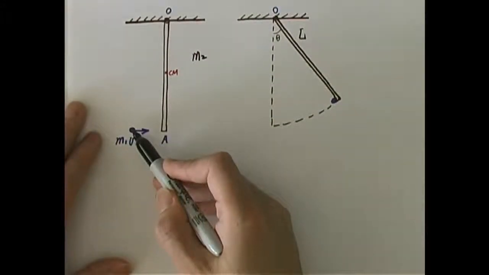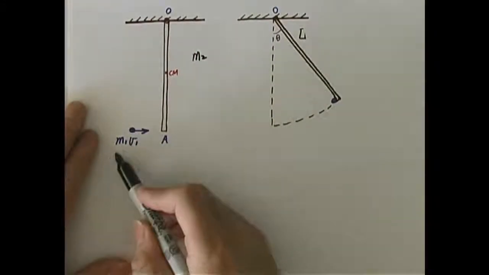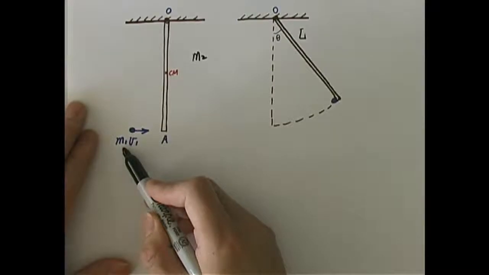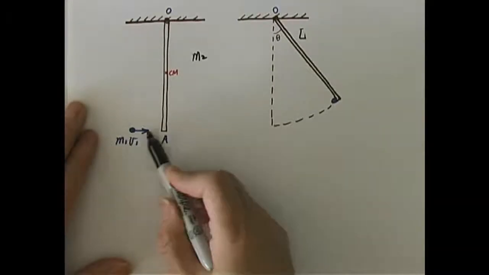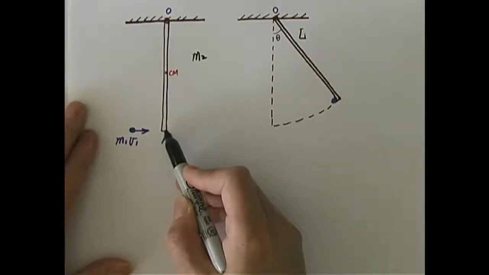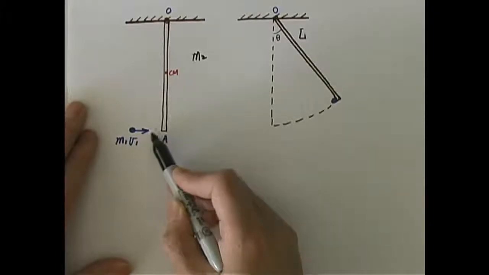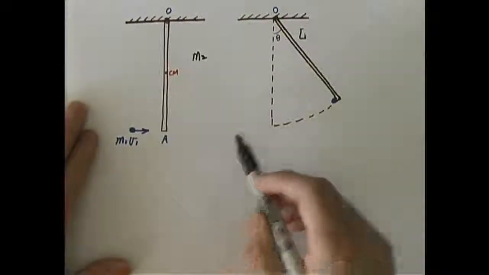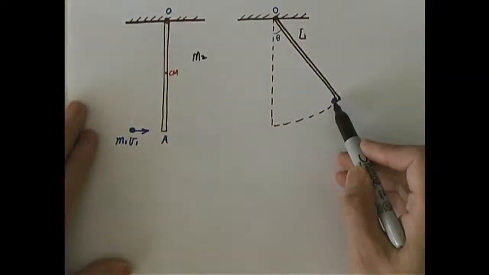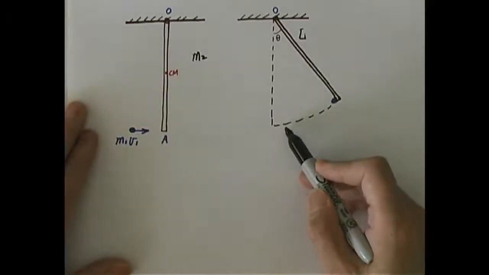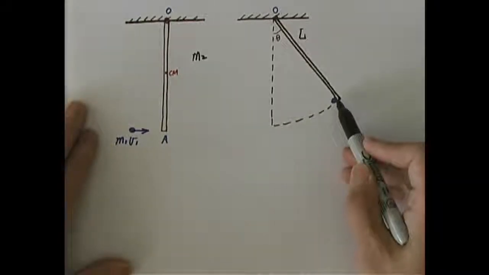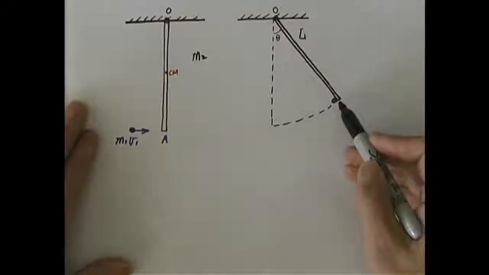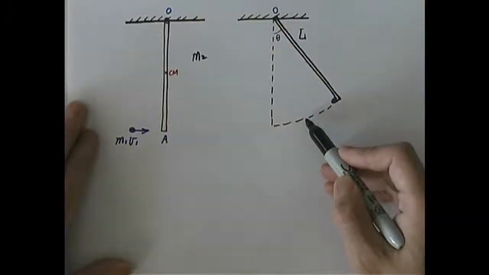A small sticky object, a putty wad, of mass m1, moving with a speed v1 horizontally, comes in aiming at the lower end of the rod, point A, hits that point and sticks to it. As a result, the rod, now with the point mass at the end, will start to rotate upward in a vertical plane. It can reach an angle theta before it comes to a momentary stop, before it comes back.